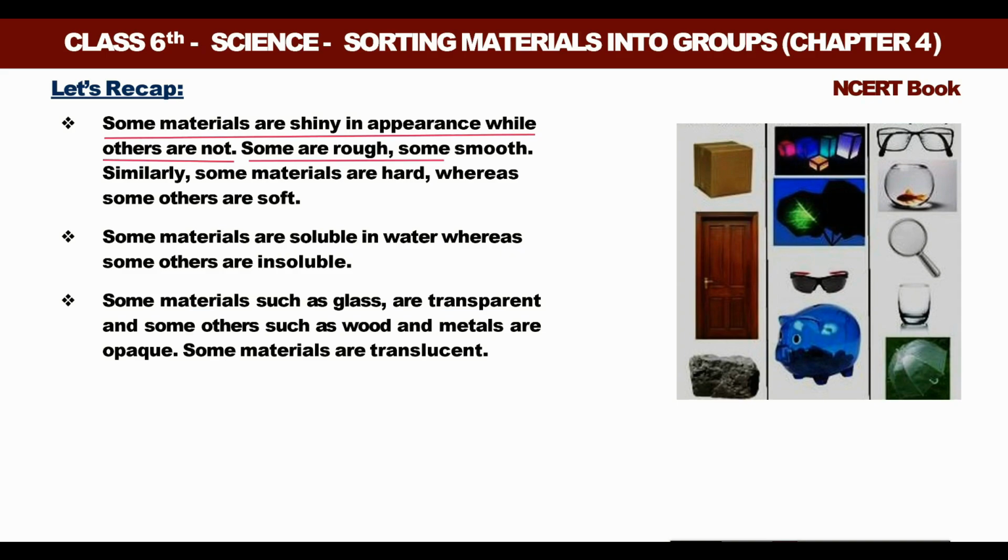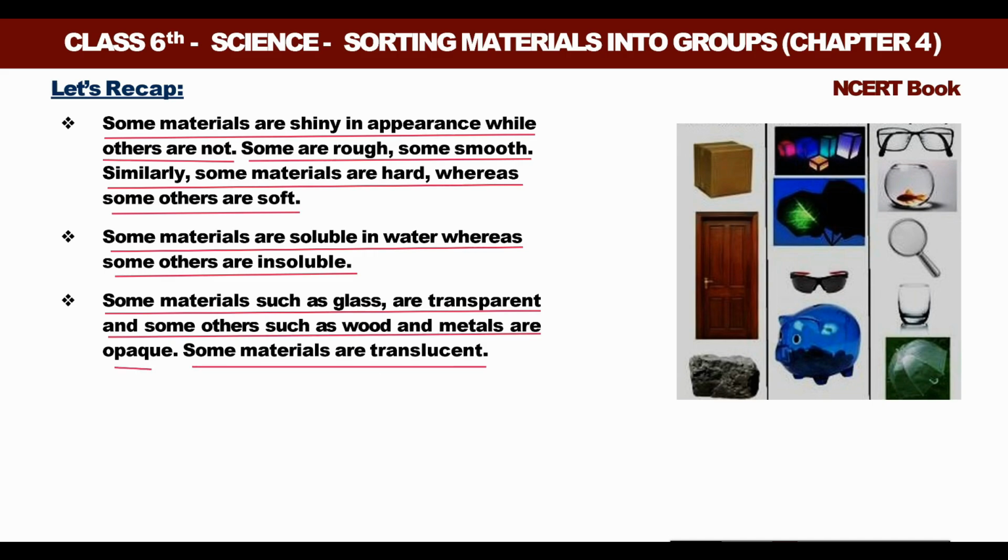Some are rough, some are smooth. Similarly, some materials are hard whereas some materials are soft. Some materials are soluble in water whereas some others are insoluble. These are the properties of materials we are talking about in the recap. And some materials such as glass are transparent, and some others such as wood and metals are opaque, and some materials are translucent.